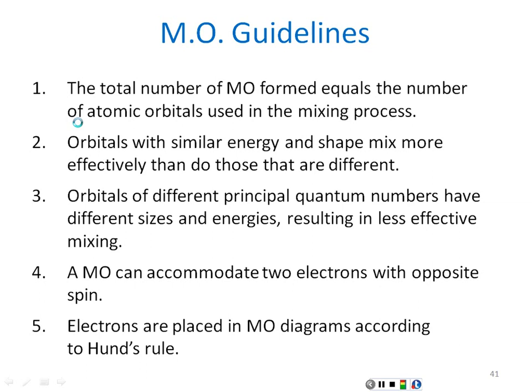A molecular orbital can accommodate only 2 electrons with opposite spins. Right? This is the Pauli exclusion principle. And electrons are placed in molecular orbital diagrams according to Aufbau's principle, lowest energy orbital first, and Hund's rule, that when you have orbitals of the same energy, you first place electrons unpaired until all orbitals have 1 electron, and then you start pairing the electrons.